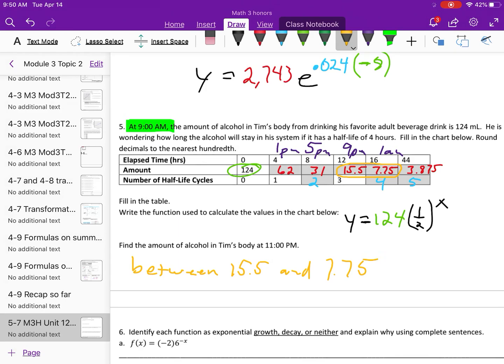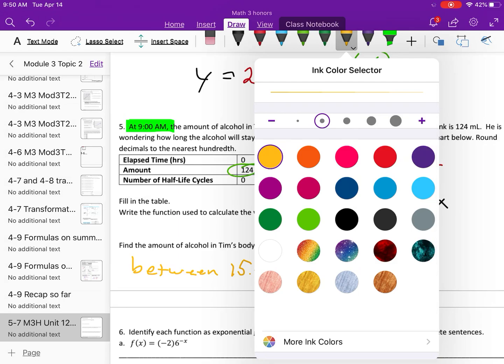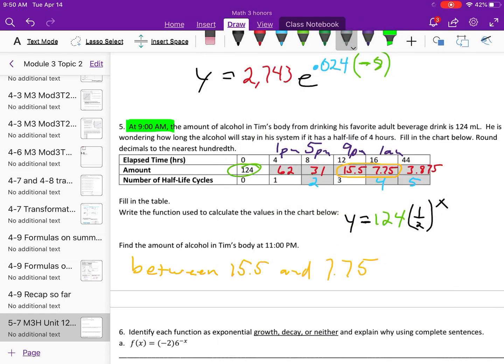If you wanted to get a little bit more precise, which we didn't talk about, what you would do is take these two numbers, 15.5 plus 7.75, and then divide that number by 2. So 15.5 plus 7.75 is 23.25. And now I'm going to divide that by 2. What you're doing is finding the average of those two numbers, because that's what's going to find the direct center.